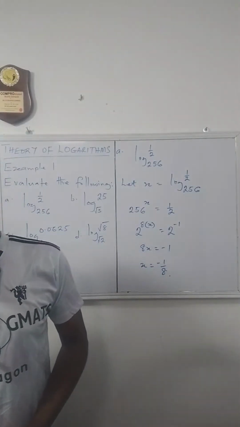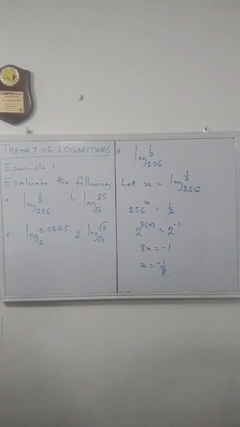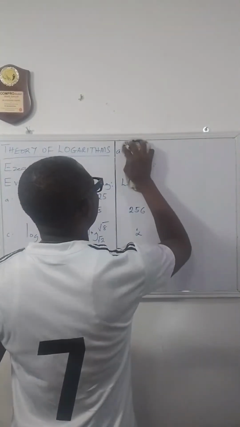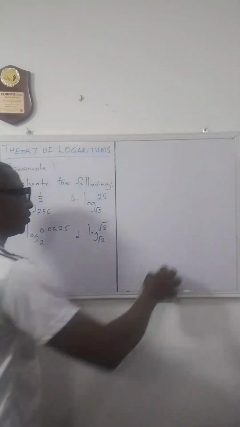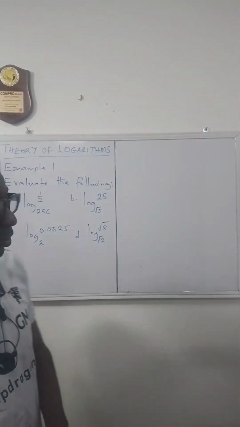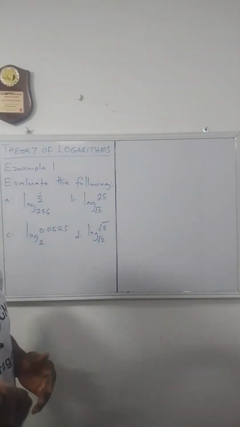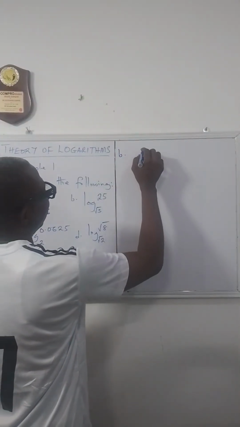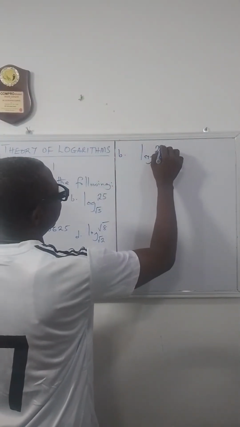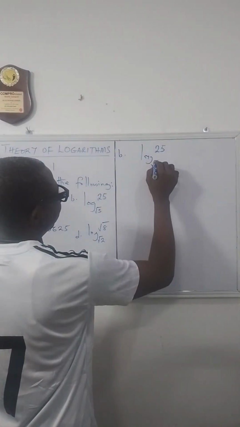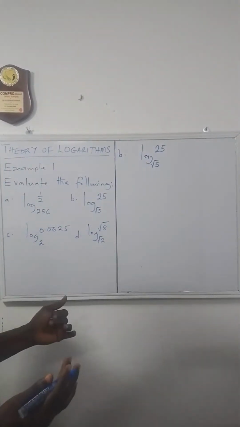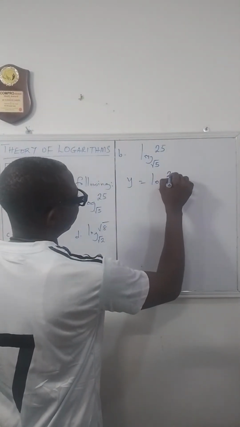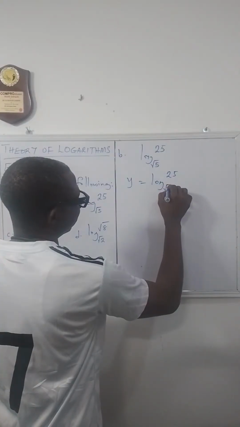All right, so can we look at the second one? Okay, we are going to be making use of the same approach. All right, so if you can solve it before I finish the solution, you can drop your answer in the comment section. Now we have log of 25 base square root of 5. Right, so let's make an assumption. Suppose y equals log of 25 base square root of 5.